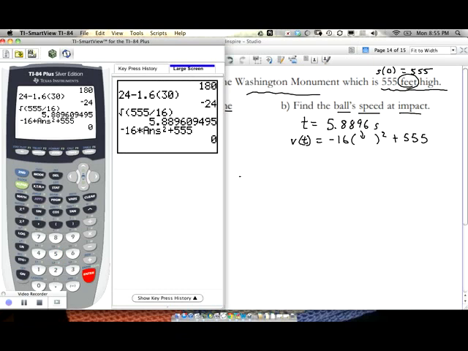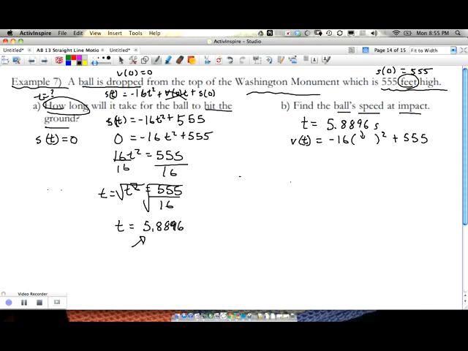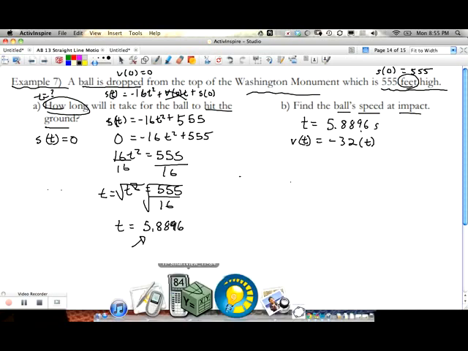Wait a second. That's my position. Velocity does not equal that. How do we calculate velocity? Well, we need to take the derivative of position. It must be getting late, making silly mistakes. So velocity is the derivative. That's going to be negative 32 times t, that's it, negative 32 times t.